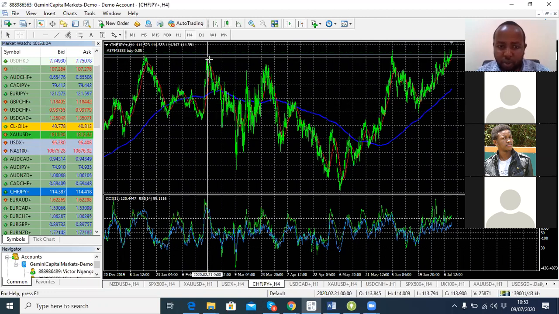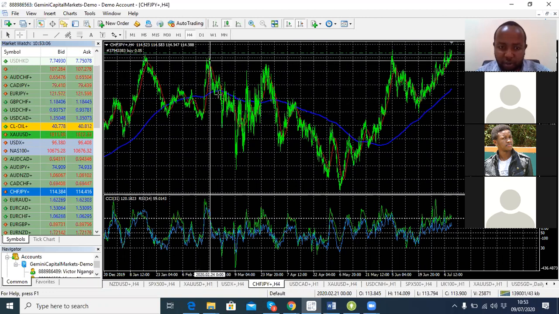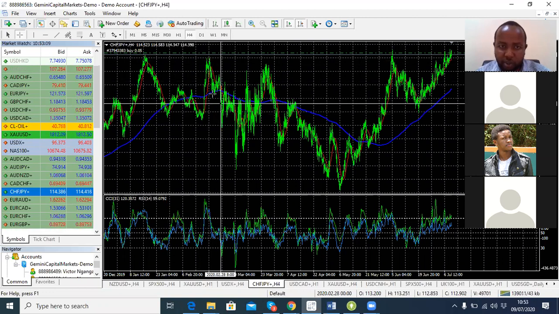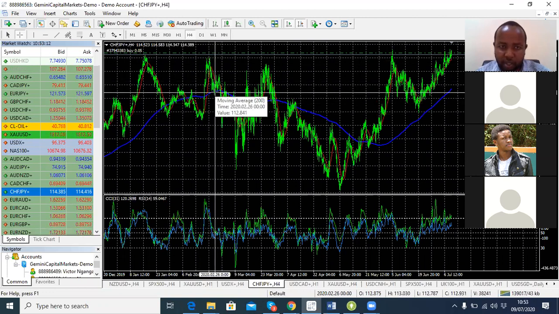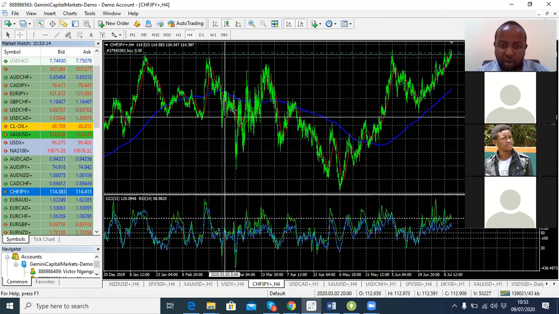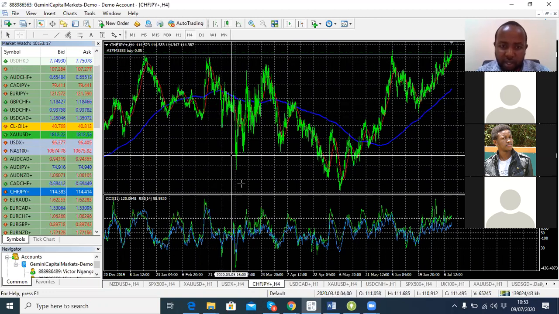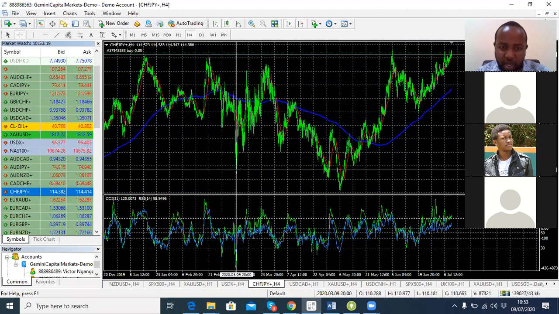I want us to go to March, or at least February 20th. So around this area, yeah, this was the 22nd. So you can see a lot of movement. Look at around this area. This was when? This was March now.